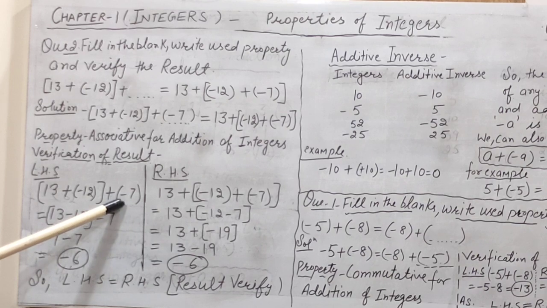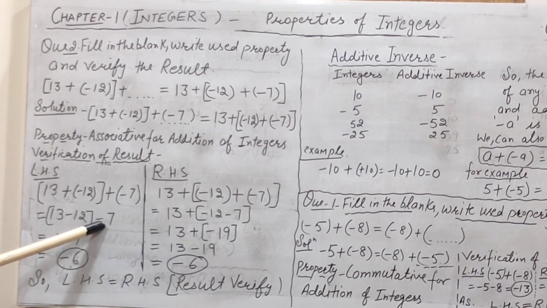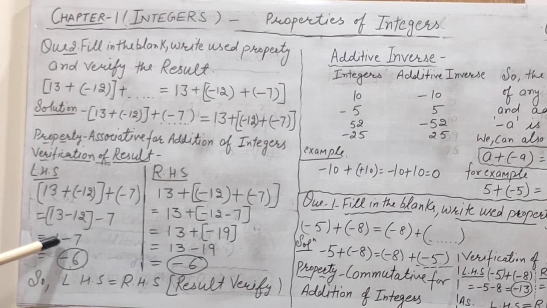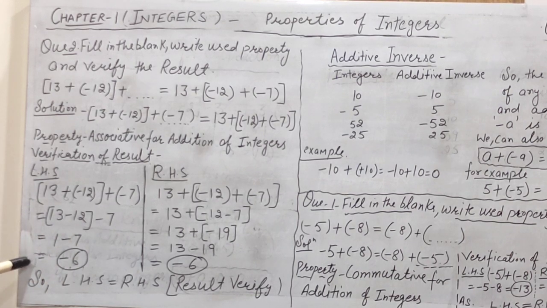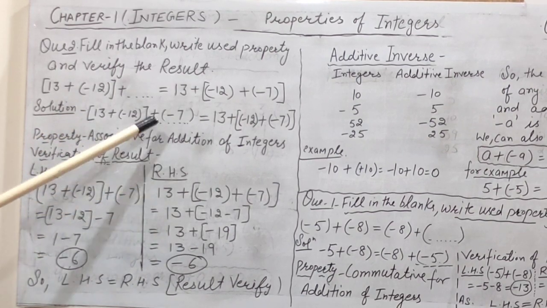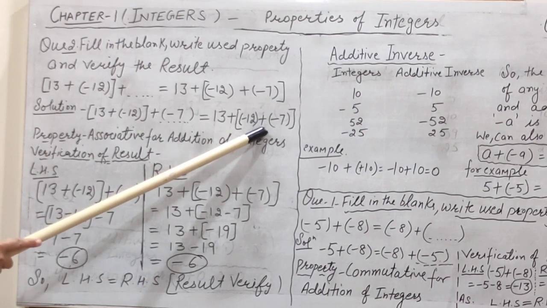-7 comes from this place. That is, plus minus is multiplied and the result is -7. So 1 minus 7, we have to subtract them because one is a positive integer, one is a negative integer. Result is -6. This is the result of the left hand side of this equation. Alright, now come towards the right hand side of this equation. This is the right hand side of the given equation.